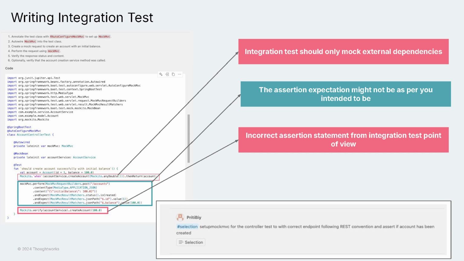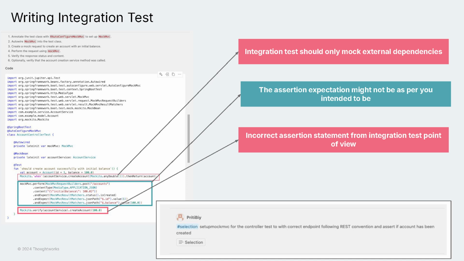But if you see in the integration test, there is a Mockito which is being used. If you know end-to-end integration, you don't use any mocks, right? Only external dependencies is something you mock. So this was something wrong, right? Now, why was it wrong?